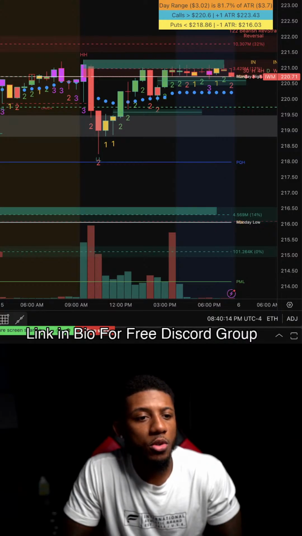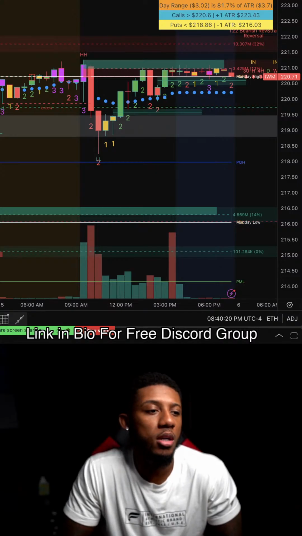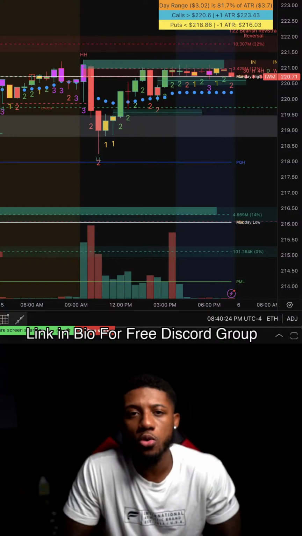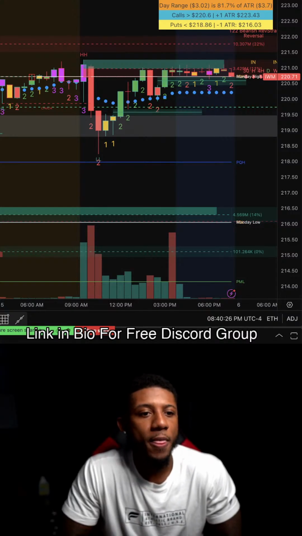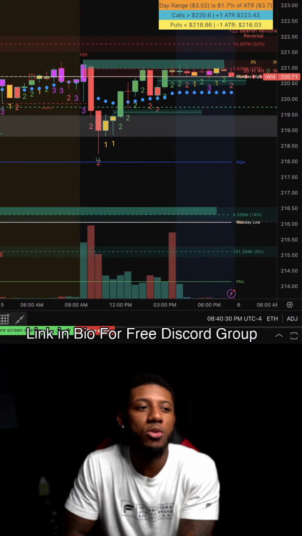Are you combining the strat with other stuff like bull flags? Yeah, not patterns, but I'll use candlesticks. If I see a hammer, a shooter, a doji, I'll use those alongside the strat. But I don't really use patterns too much, like bull flags, bear flags. I don't use those too much.